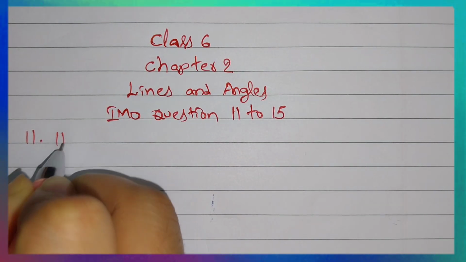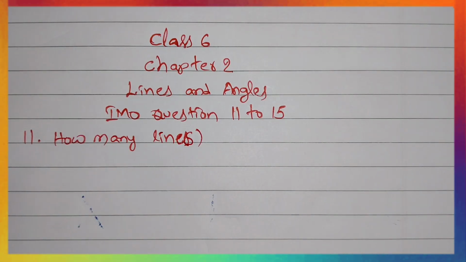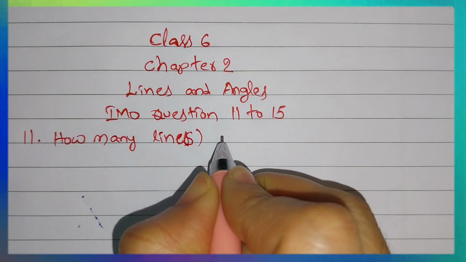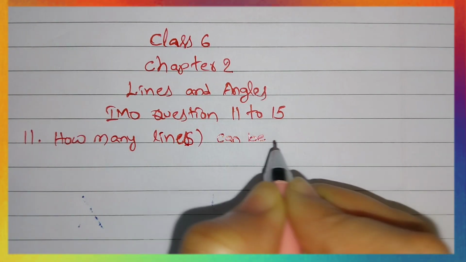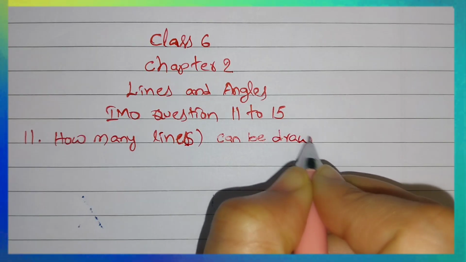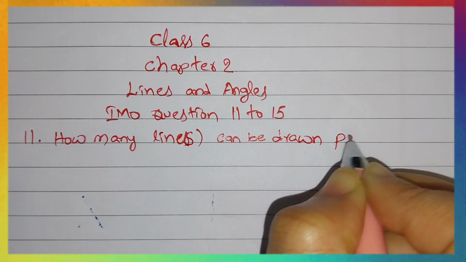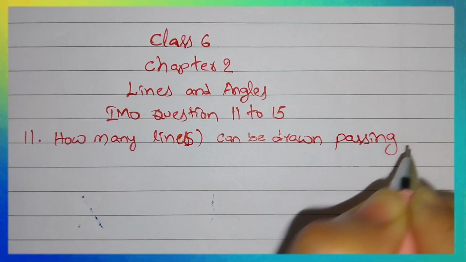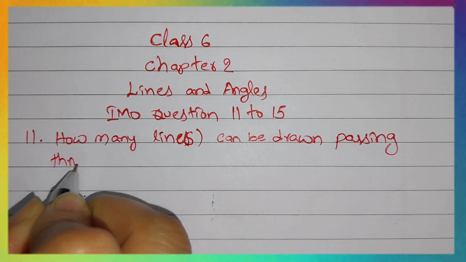In the last video, I explained questions 6 to 10, chapter 2, lines and angles based on the Olympiad level problems. In this video, we will continue from where we left off and the questions are 11 to 15 with a clear explanation.